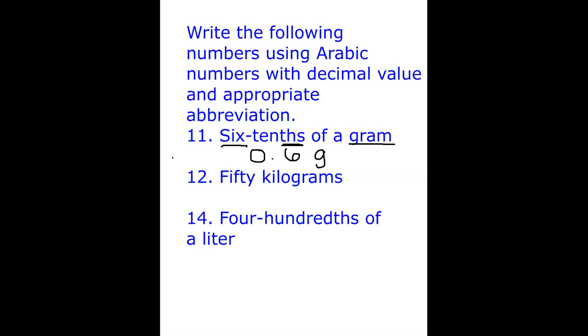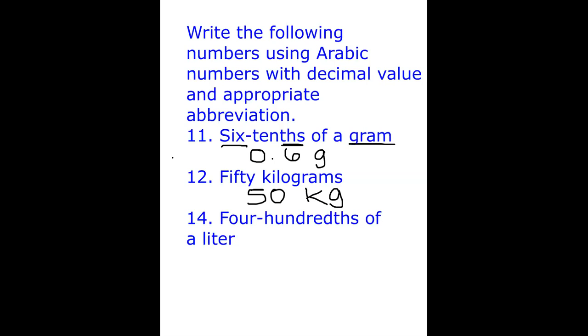And then the next one would be 50 kilograms. So 50 doesn't have a "ths" at the end, so that means it's a whole number. So 50, and then kilograms would be kg.